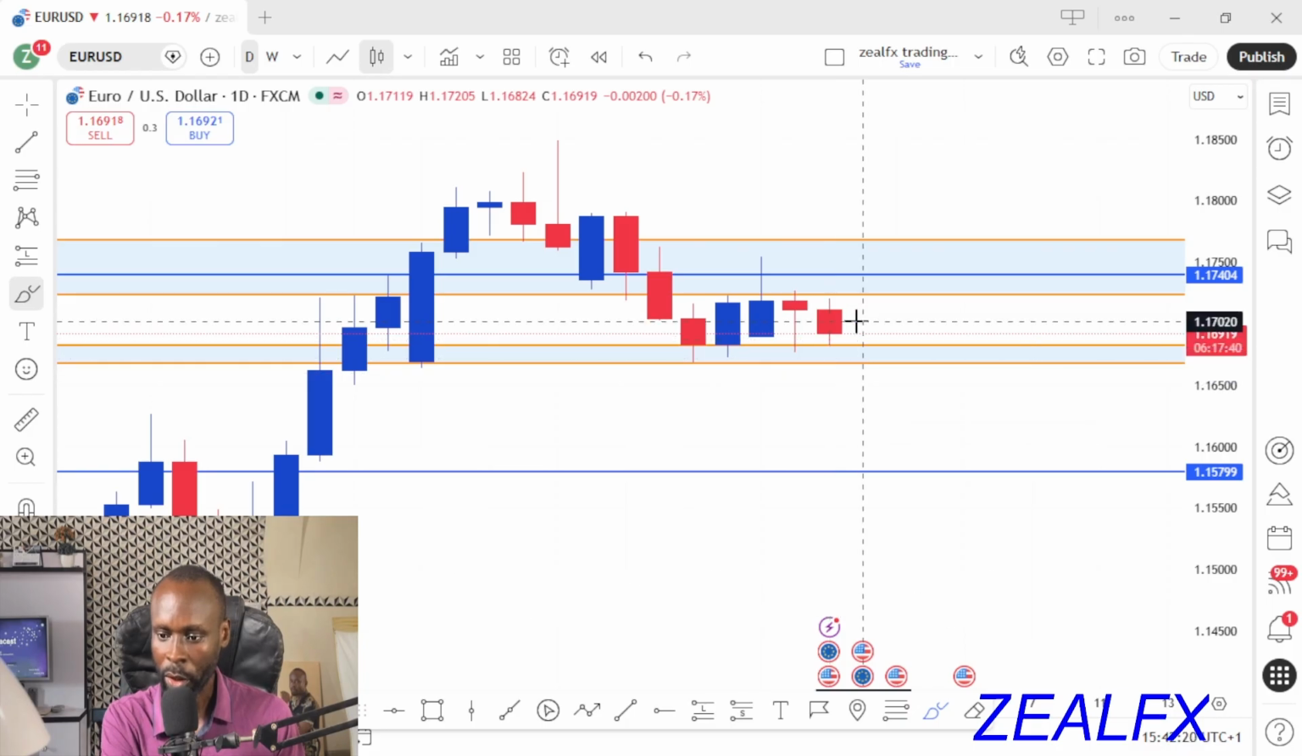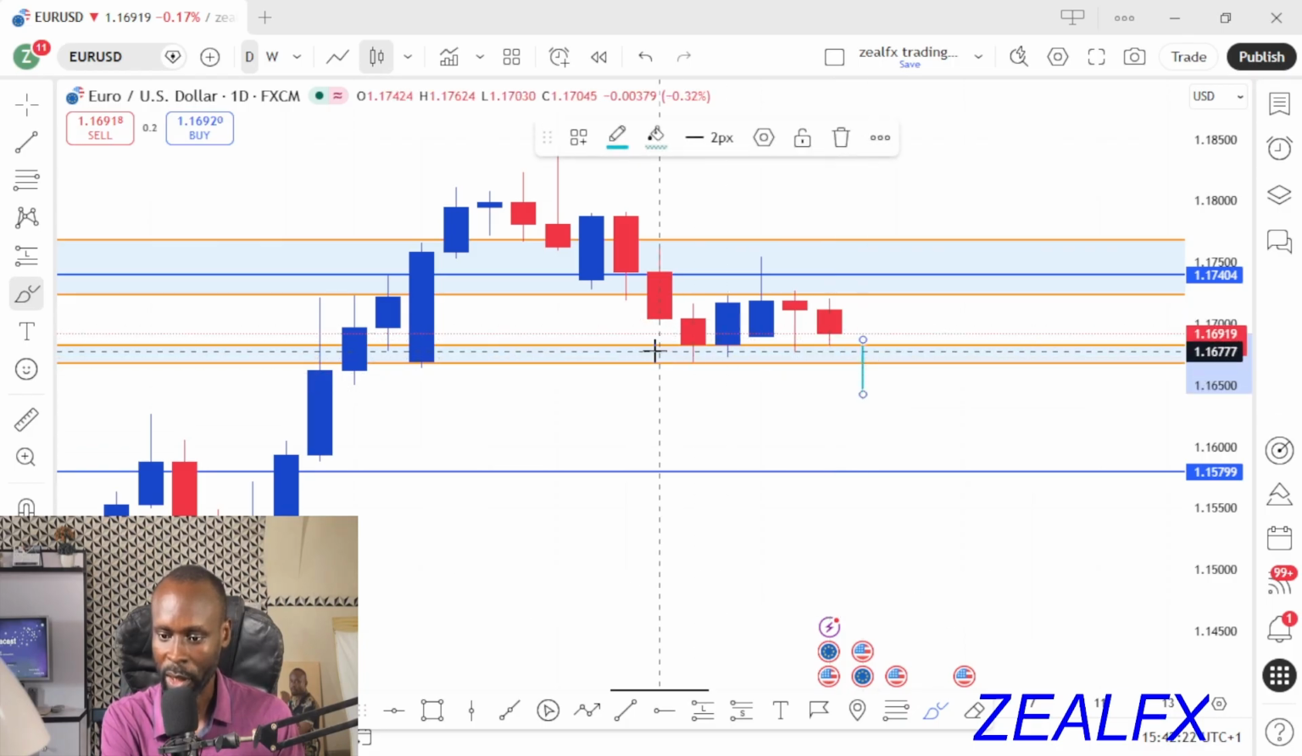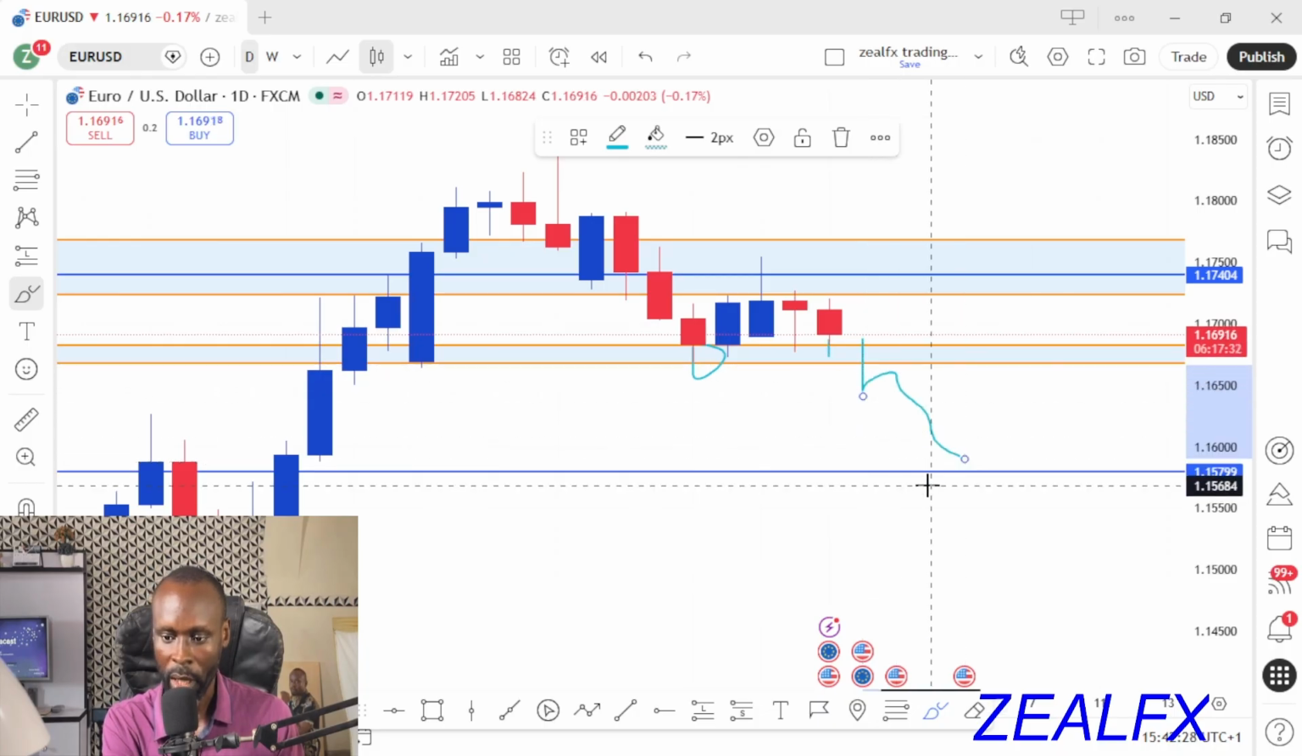So we need the Euro USD to break out of this strong level, then we wait for a test, then we can start looking for the strong sell for the Euro USD to the downside. So we can't just take any trade for now. We need that clear direction for price to break below these areas before making that proper decision on the Euro USD.